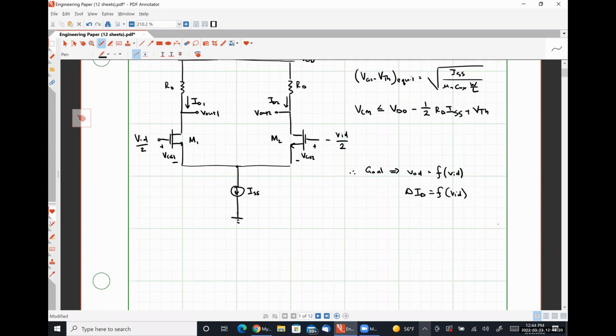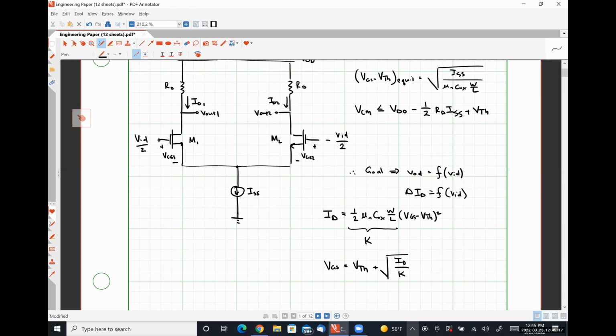And as a brief couple of identities that we're going to wind up using here, we know that in saturation, the drain current for our transistors is going to be 1/2 mu n Cox W over L times VGS minus VTH quantity squared, where we're ignoring the effects of channel length modulation. And I am going to lump all of this part together right here as an arbitrary constant K so that I don't have to rewrite it over and over again. Okay. Similarly, our gate source voltage can be rewritten as VTH plus the square root of ID over K, which is simply the manipulation of this particular equation.